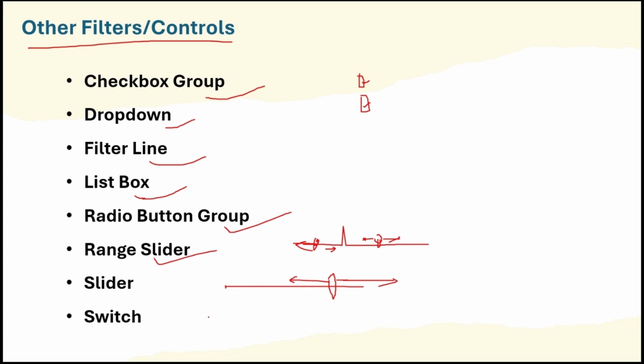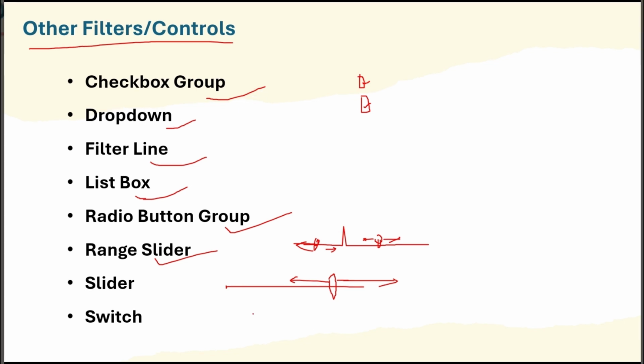Then comes the switch, which is simple. You can put it by default on or off. You can perform certain actions, like when the switch is on and I click on something, something will happen. When the switch is off, then when I click on something, something else will happen. So a switch can be used like a boolean, yes or no. If the switch is on, do this. If the switch is not on, do that. Simple.